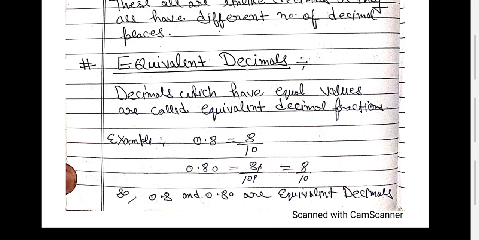It means that if you solve the decimals, and after solving, the values are the same, then they are known as equivalent decimals. In short, we can say that if the decimals are equal, then they are known as equivalent decimals.